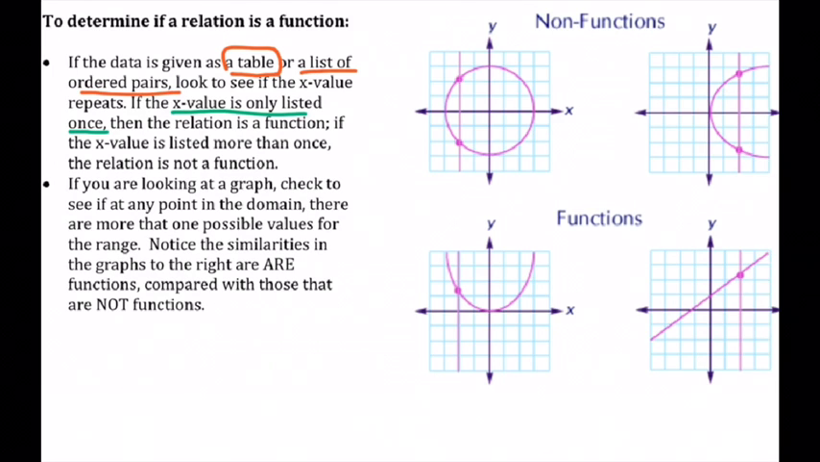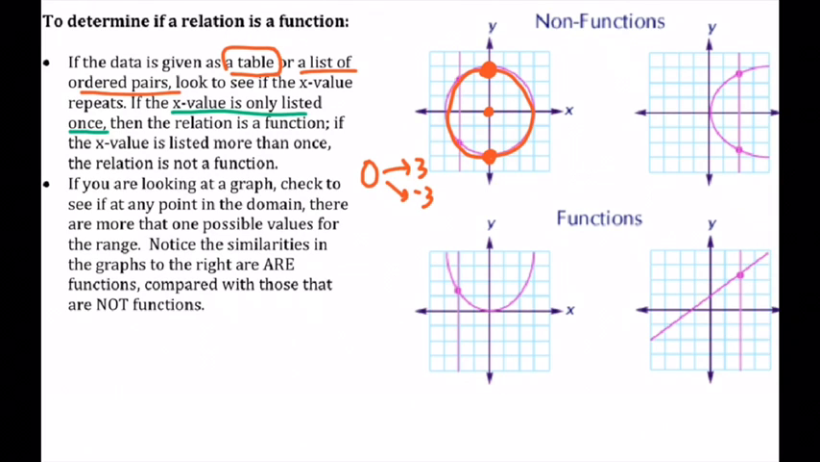If you are looking at a graph, which is what we see over here to the right, you're going to check to see if at any point in the domain, there are more than one possible values for the range. So what I'm saying is if you look at the circle, this graph is the circle. If I was to look at the point 0, that's my input. The output would be positive 3, but there's also an output of negative 3. So basically 0 gives an output of 3, and it also gives an output of negative 3. So that means that the same input is giving more than one output.